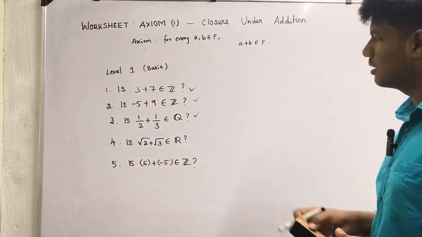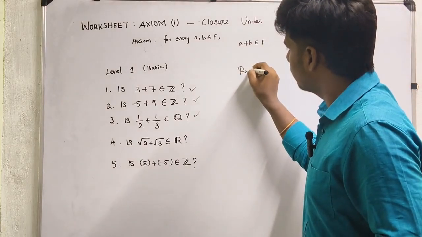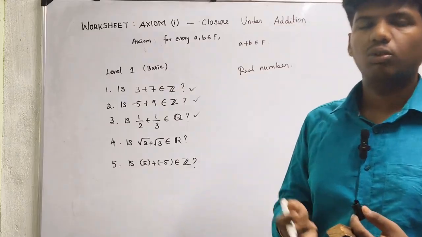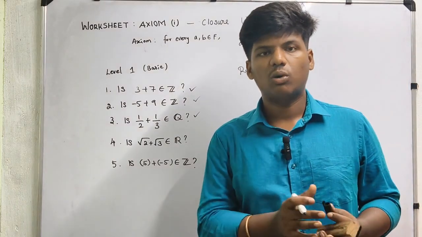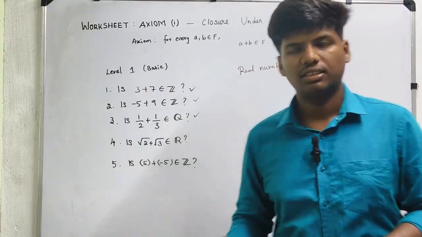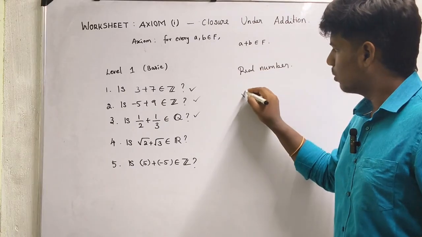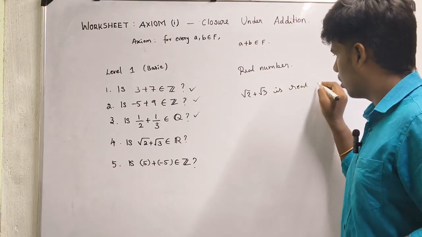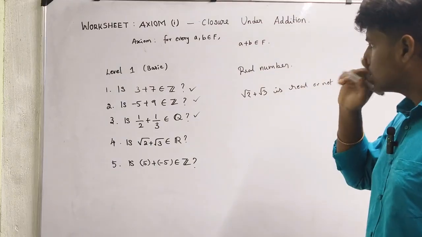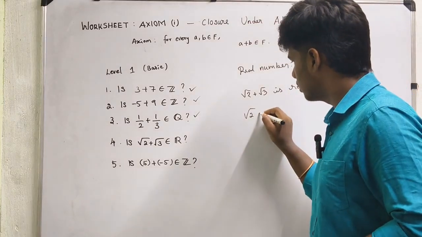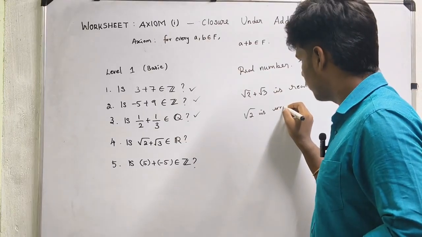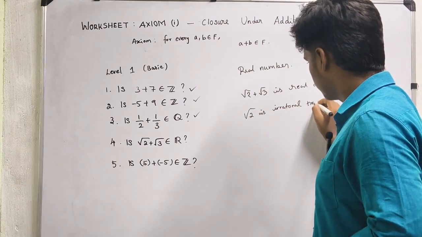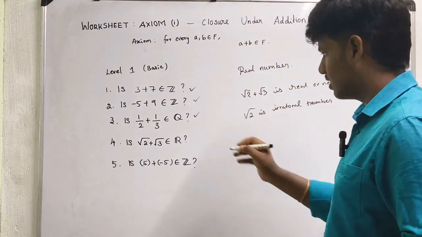The next one is something different. Real numbers contain all the numbers: natural numbers, whole numbers, integers, rational and irrational numbers. All these are contained in real numbers. So our question is whether root 2 plus root 3 is real or not. Root 2 is an irrational number, as well as root 3.